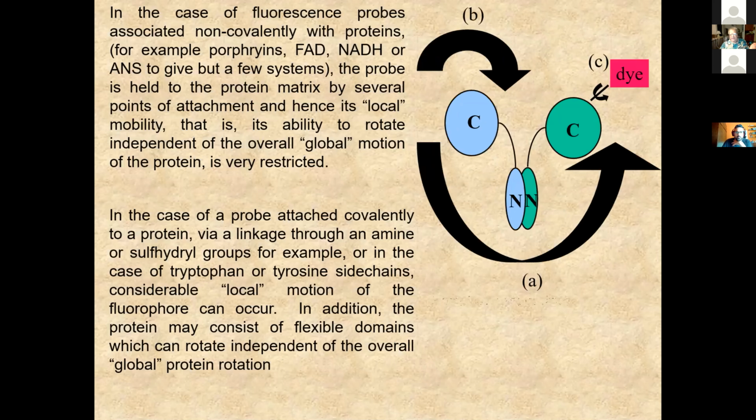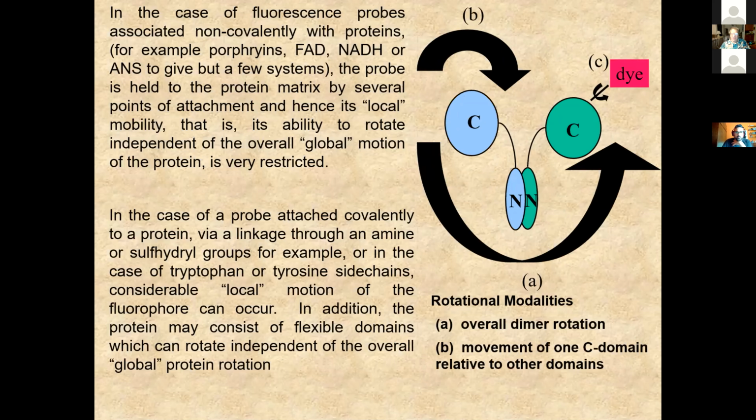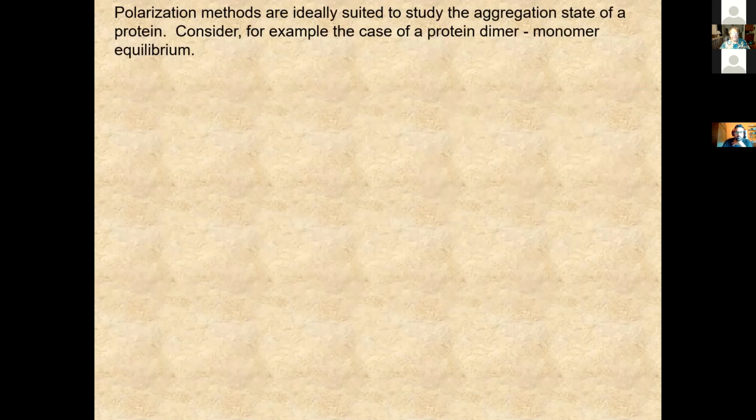And I show this here. In this case, the protein I'd worked on, L7/L12, is a dimer. We have overall rotation of the dimer. We can have movement of one domain, a C-terminal domain, relative to other domains. And we can have movement of the fluorophore around the point of attachment. All of these will be polarized.